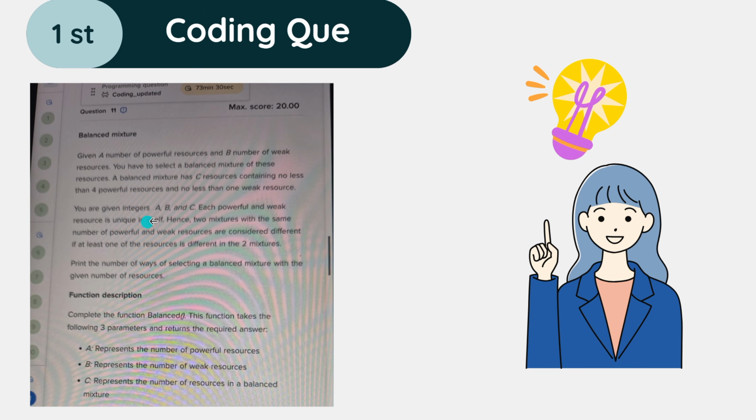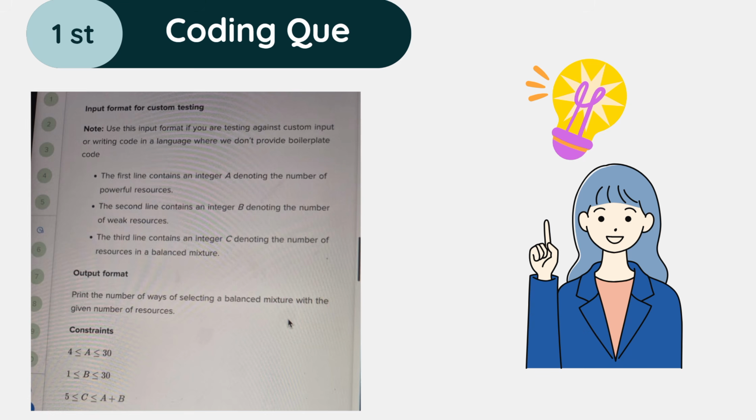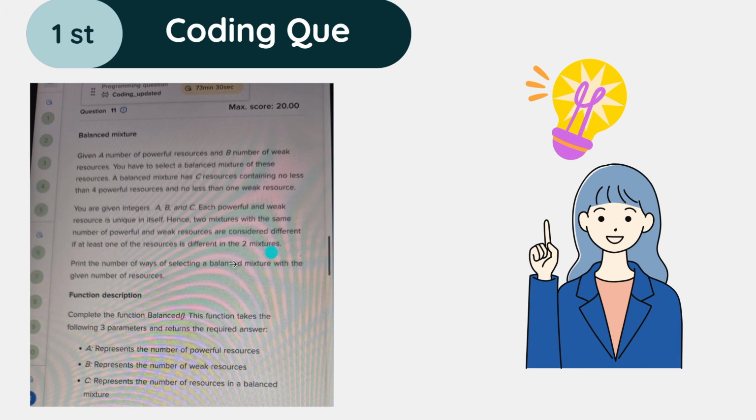Now you are given integers A, B, C. Each powerful and weak resource is unique in itself. Hence, 2 mixtures with the same number of powerful and weak resources are considered different if at least one of the resources is different in the 2 mixtures. Print the number of ways of selecting the balanced mixture with the given resources. So you have to find the number of ways you can select the balanced mixture.